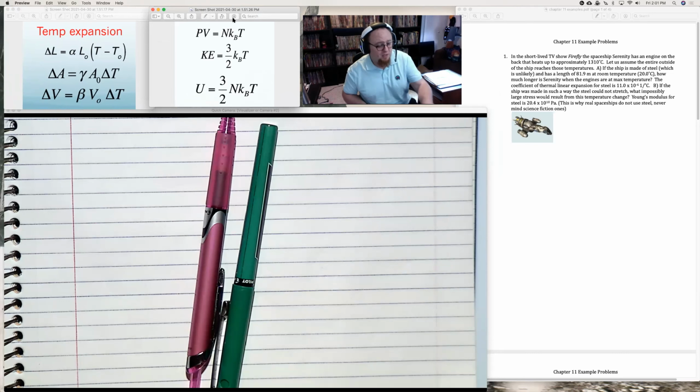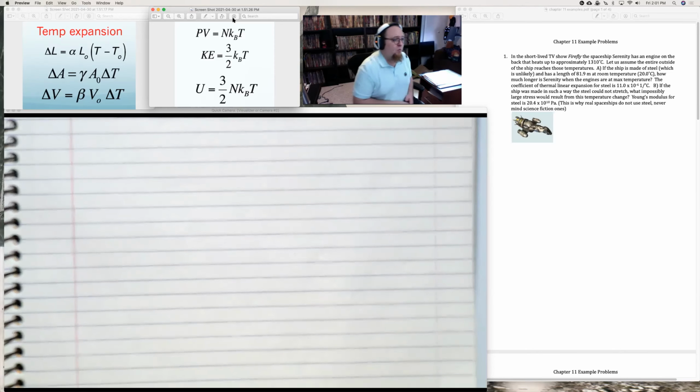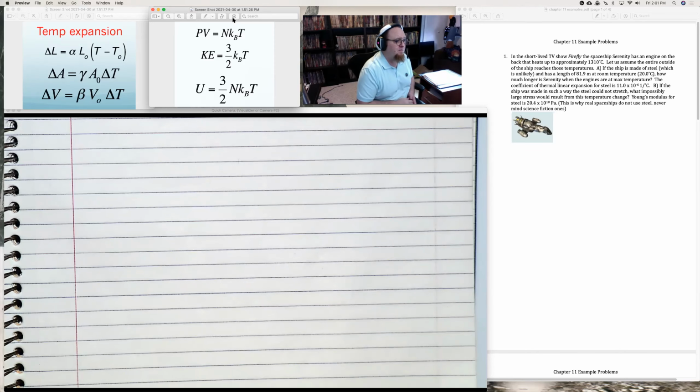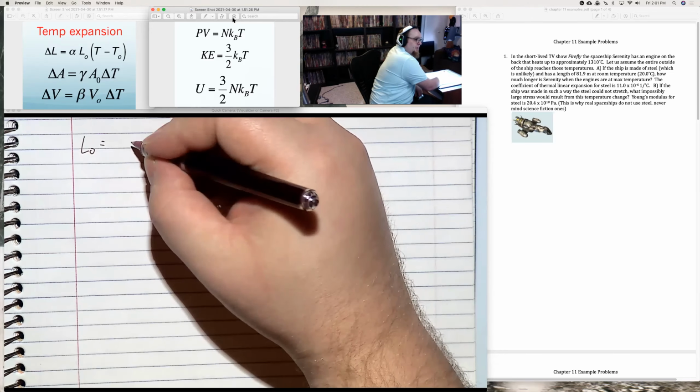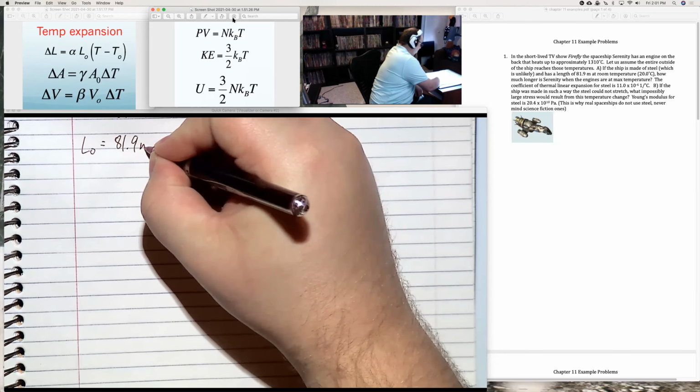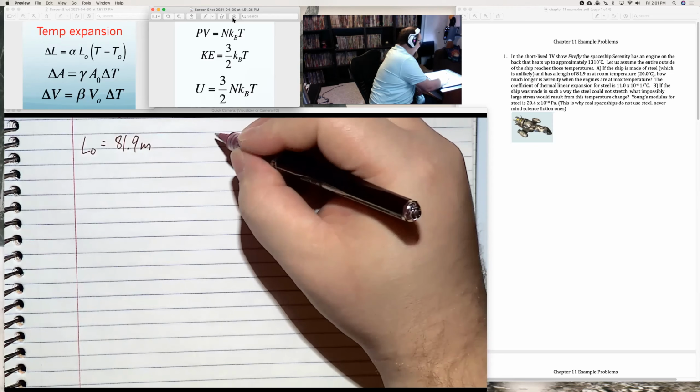So, the short-lived TV show Firefly had a ship called Serenity. Serenity was called a Firefly type spaceship because its back glowed hot. Working out what color it glowed, we can see that the engine, and I did the math here just for this problem, was probably at about 1,310 degrees. Let's say the ship is made out of steel, and that the length of the ship was 81.9 meters when it was at room temperature.